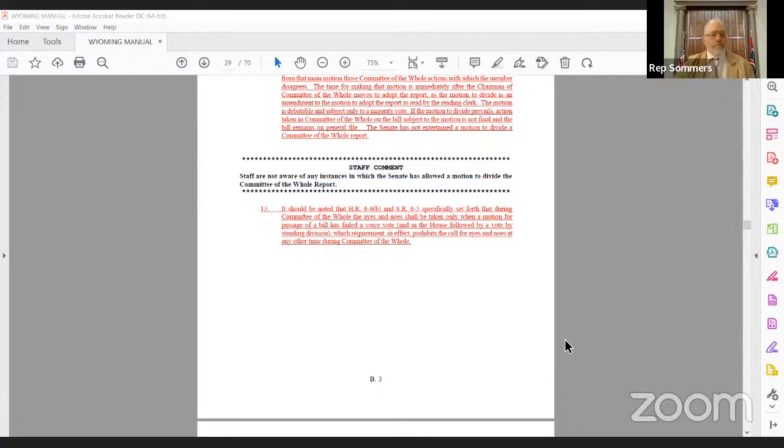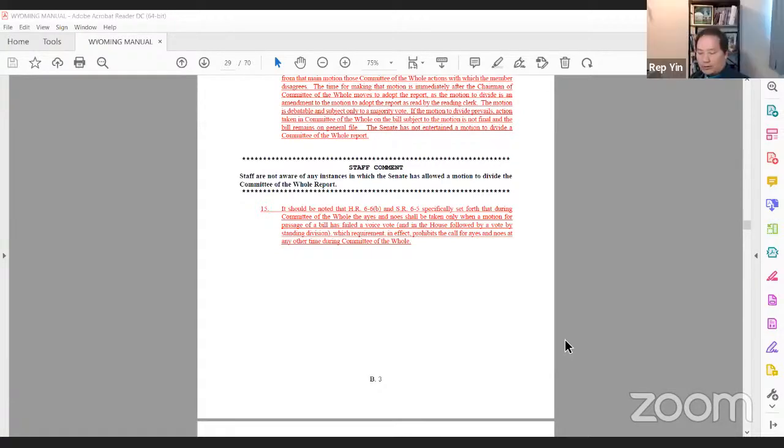Mr. Chairman, Representative Yen, are there any other votes in committee of the whole where that might be necessary? So maybe just the broad language of prohibits the call for ayes and noes at any other time might need to be rewritten.